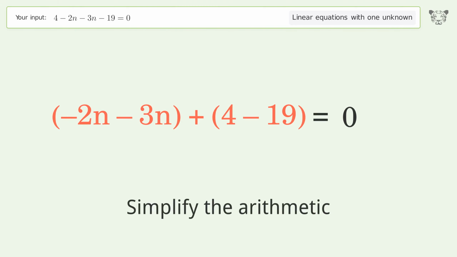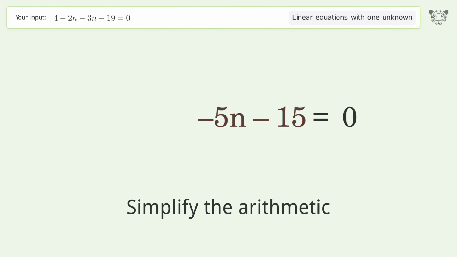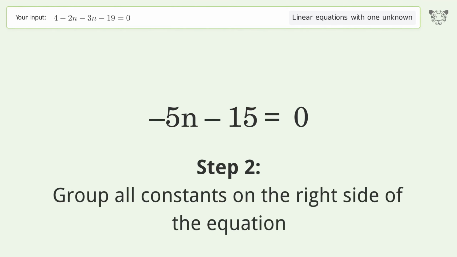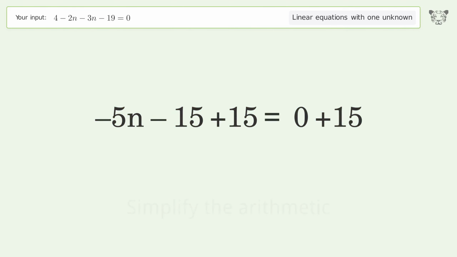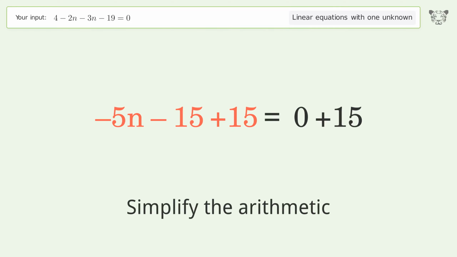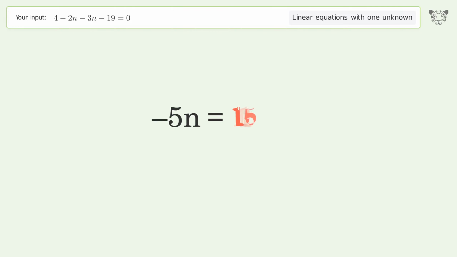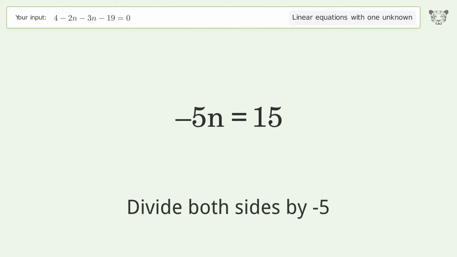Simplify the arithmetic. Group all constants on the right side of the equation. Add 15 to both sides. Simplify the arithmetic. Isolate the n. Divide both sides by -5.